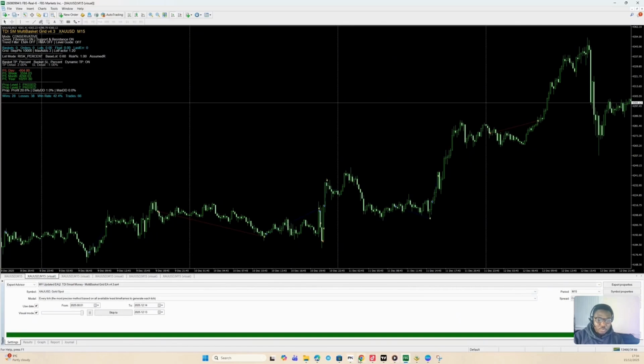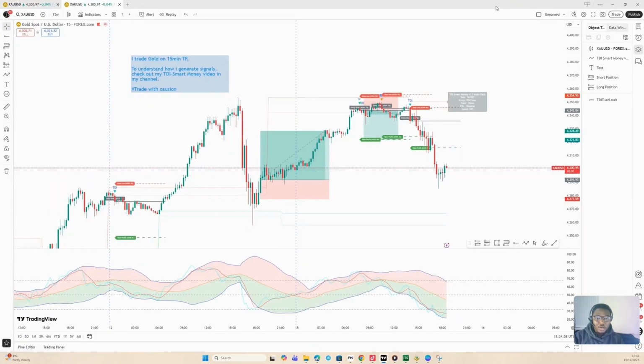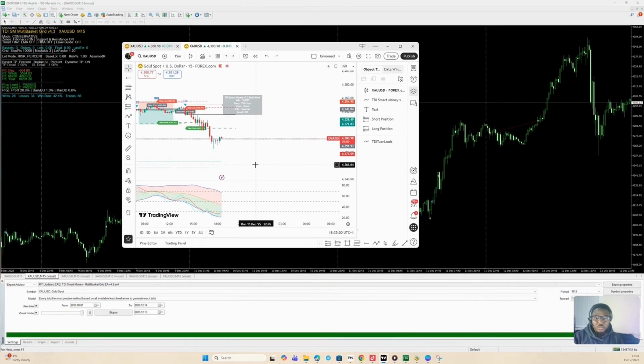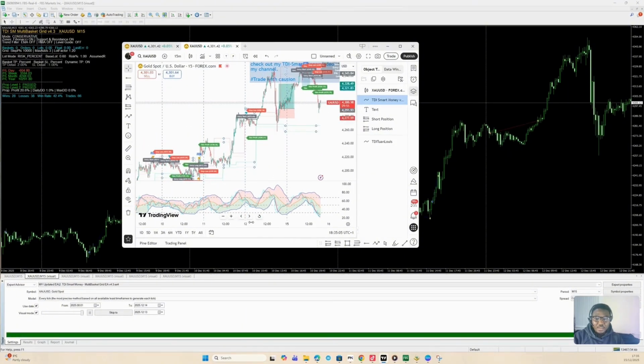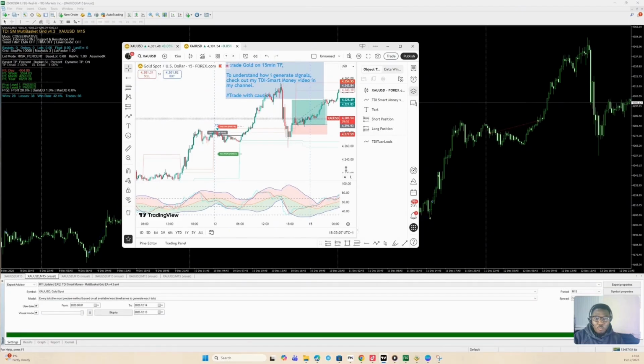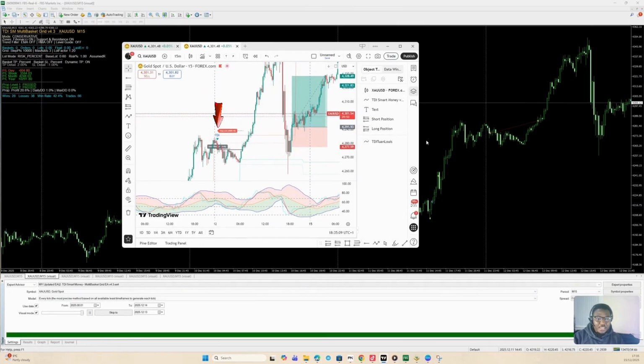Now let me open TradingView so you see what I'm talking about. On TradingView, this sell signal right here is what you are seeing here.